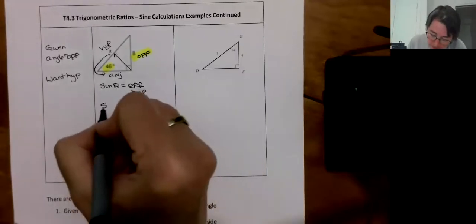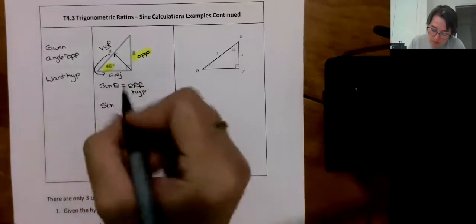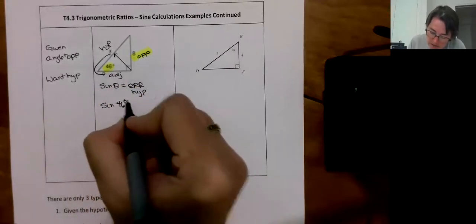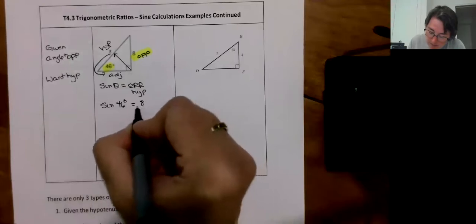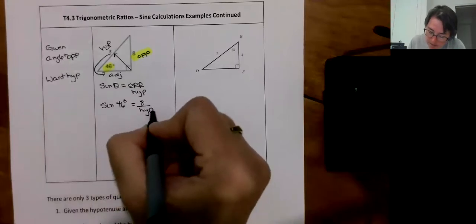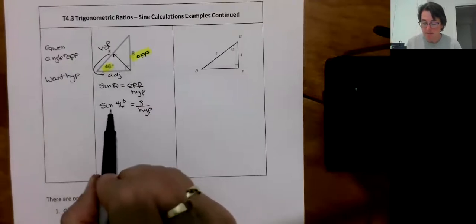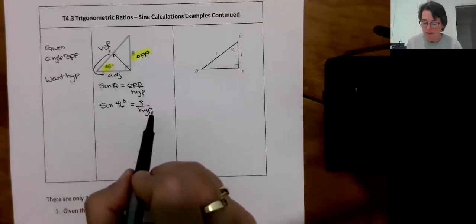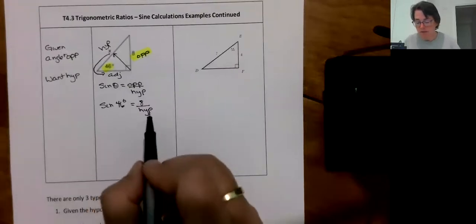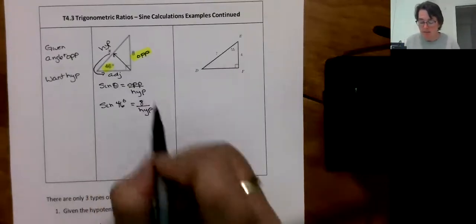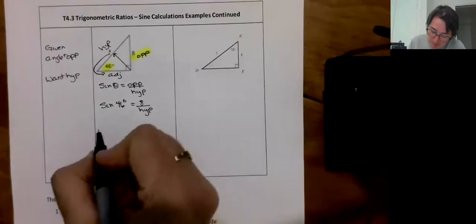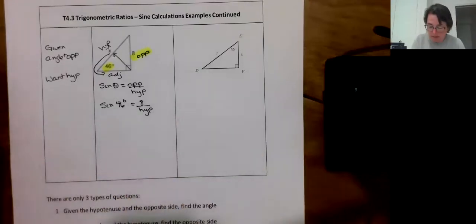So sine theta, oh, but I know my angle, it's 46 degrees, is equal to 8 over my hypotenuse. All right, my one stop here is I have one unknown. So I have hypotenuse is the one thing I don't know. The other 2 numbers I do. So we're good. Let's get rid of that sine 46.